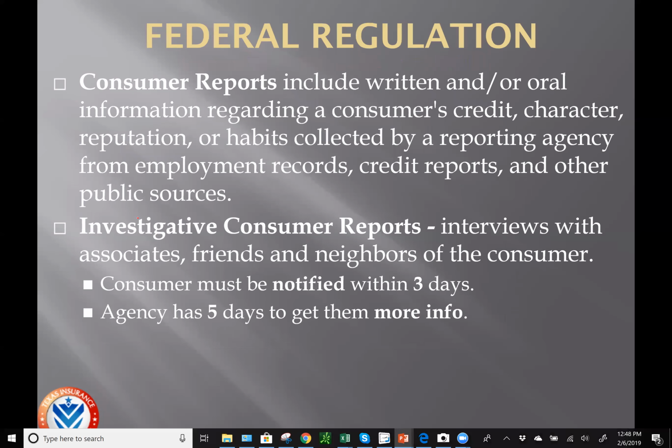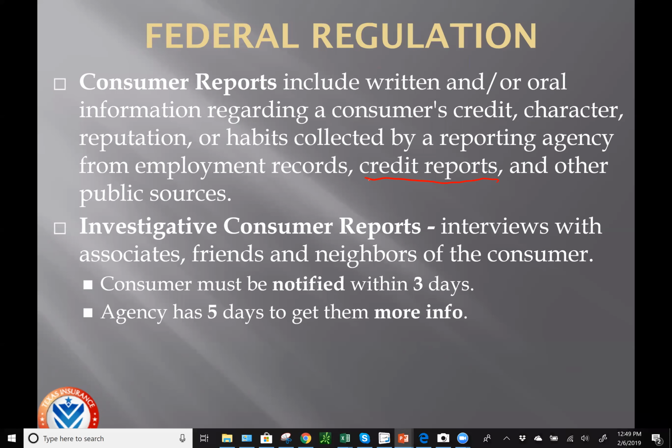Next, where they're going to gather some information are from some inspection reports. There are two we need to know for our test. First, there are consumer reports. Now, consumer reports are any written or oral information concerning a consumer's credit, character, reputation, and habits. And they get that information from employment records, credit reports, and other public sources. For your test, just think credit reports. That is a type of consumer report.